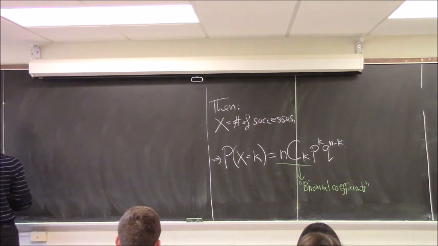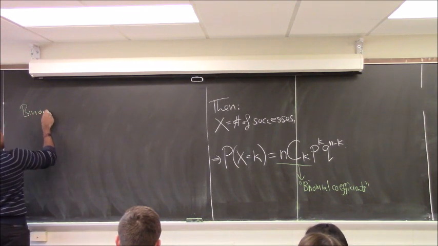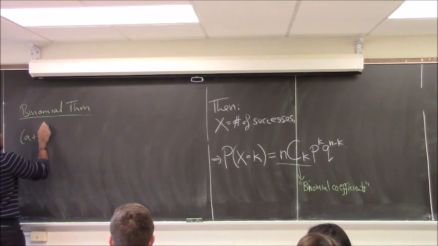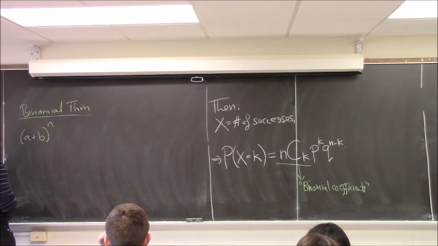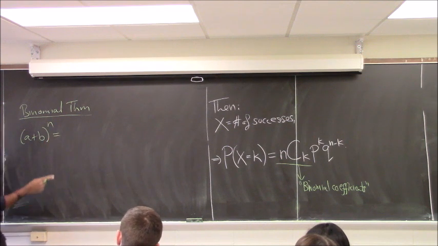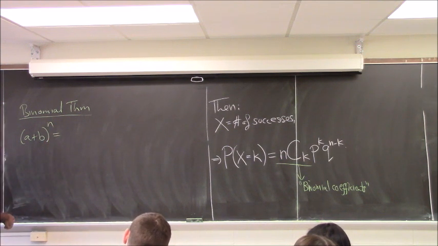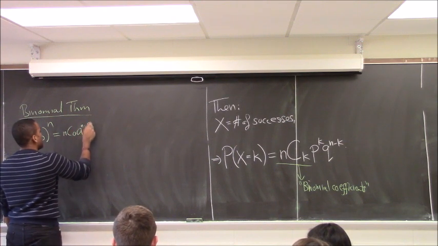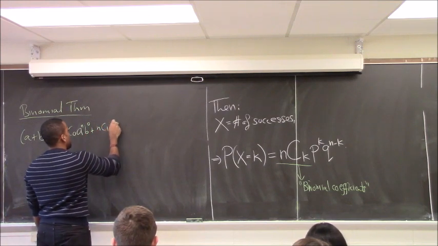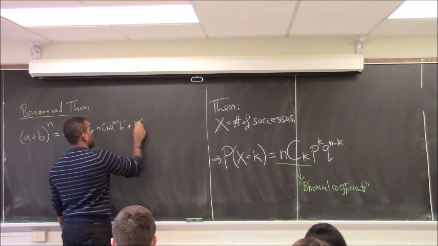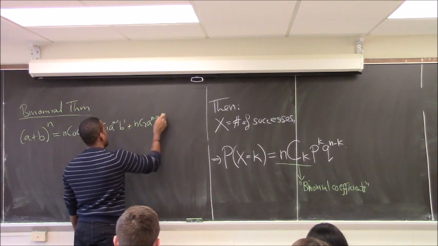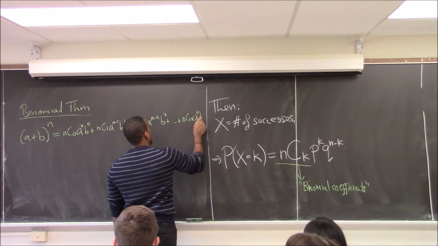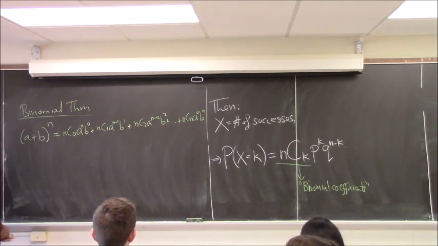And by the way, binomial theorem says, I can't help myself. Binomial theorem tells you how to expand a sum of 2 terms, or binomial, to the power n. Each term actually behaves like a binomial probability. You would have n choose 0, a to the n, b to the 0, plus n choose 1, a to the n minus 1, b to the 1, plus n choose 2, a to the n minus 2, b to the 2, plus dot dot dot, all the way up to n choose n, a to the 0, b to the n.